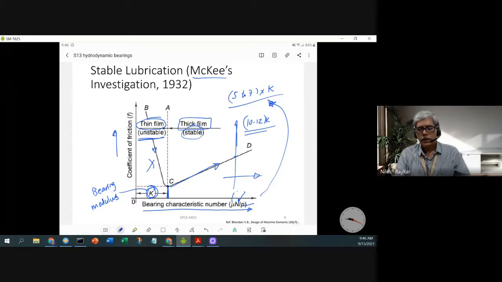Okay, so any questions at this stage about the design of bearing?